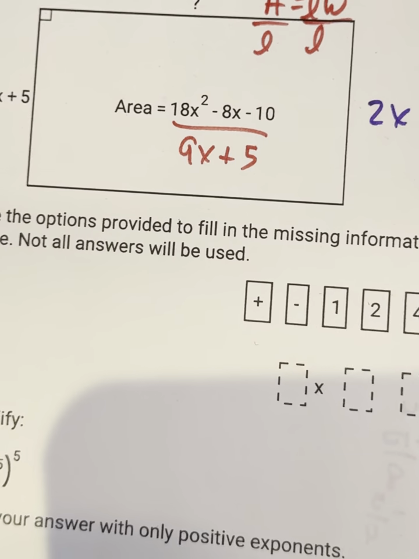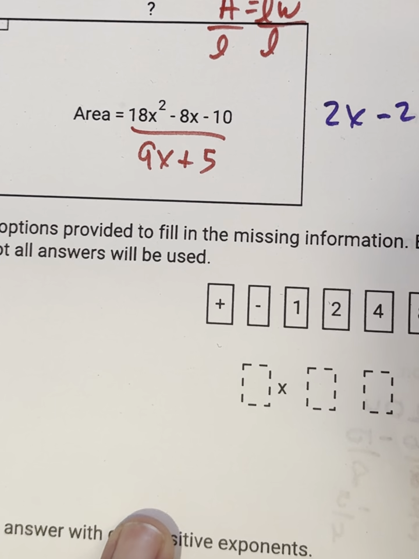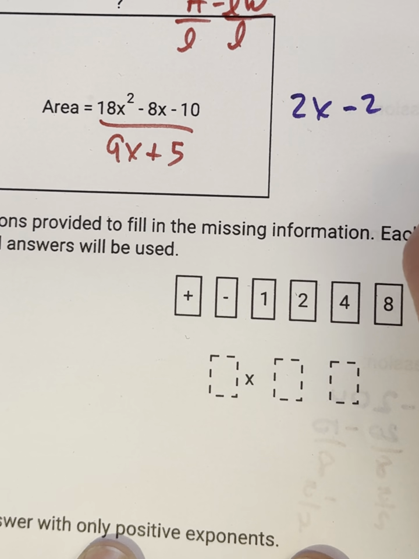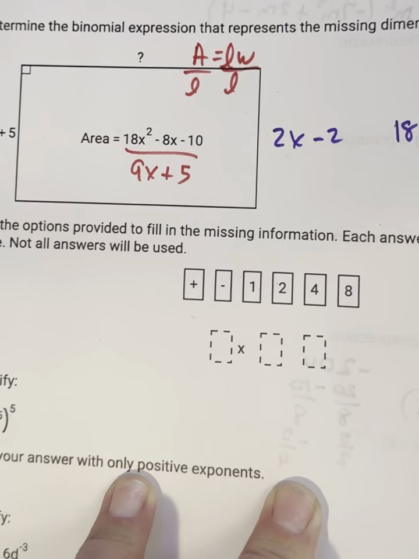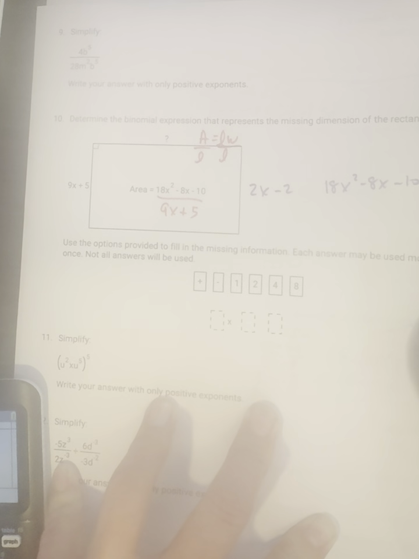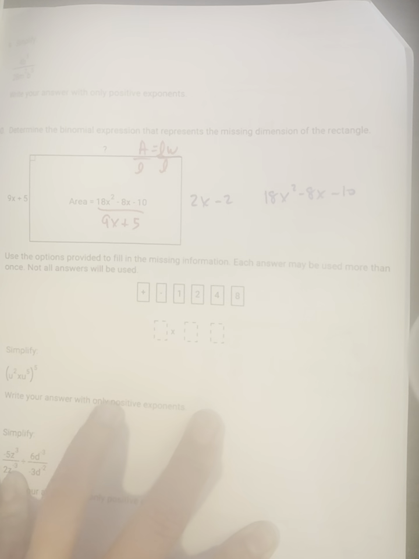Okay, so the other method, if you have a remainder. And of course in Algebra 2, when you're dividing, you are going to end up doing long division or synthetic division. We've learned the long division. So you have 18x squared minus 8x minus 10. And make it where you can see it. There we go. Okay. And we are dividing by the 9x plus 5.